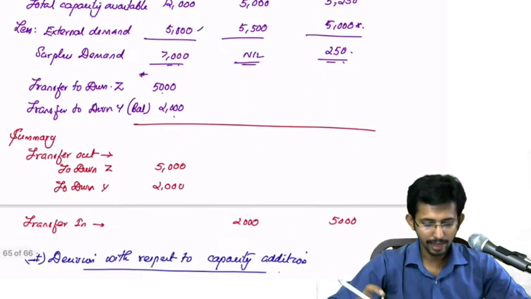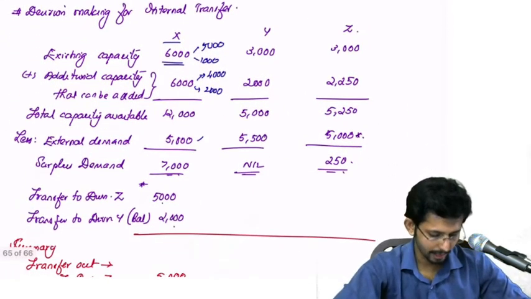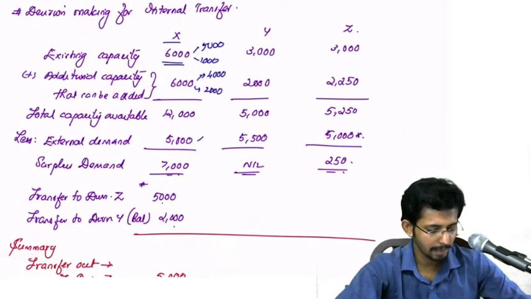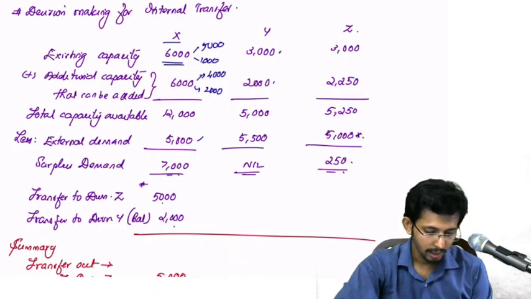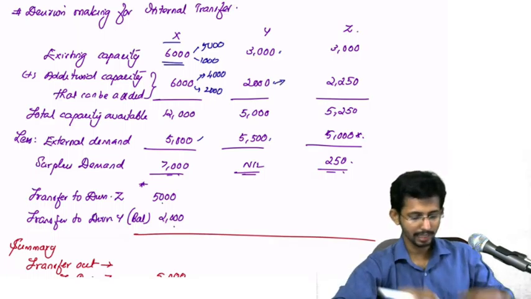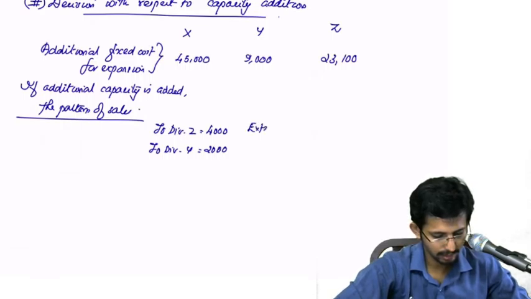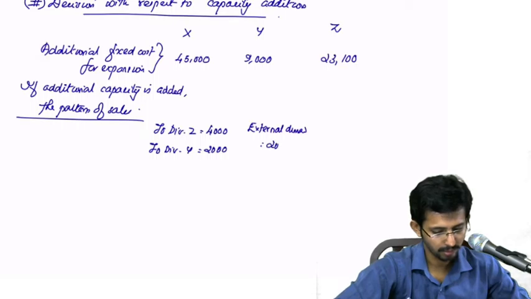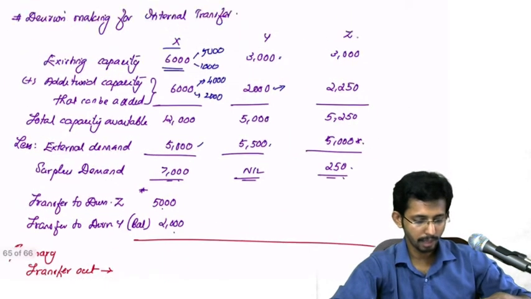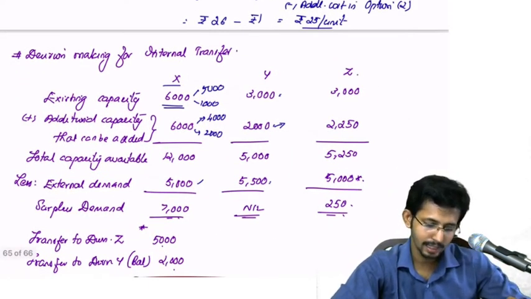And in the case of Y, what is the existing capacity? Existing capacity is 3,000. Okay, how much can you add? You can add 2,000. And what will you do with that? You have an external demand of 5,500. So this entire 2,000 will be used for meeting the external demand. So external demand of 2,000.